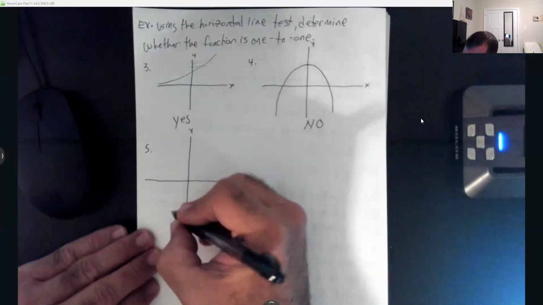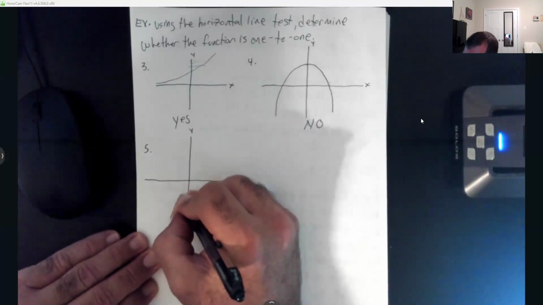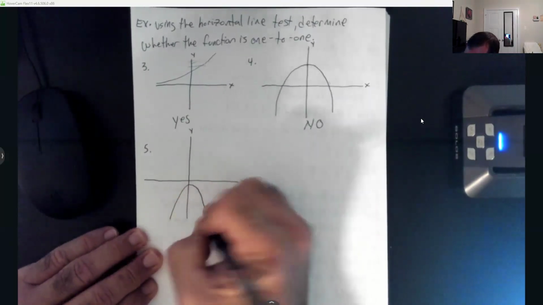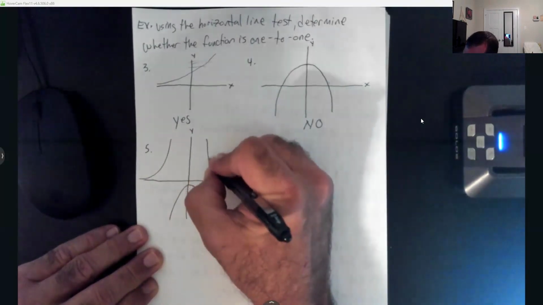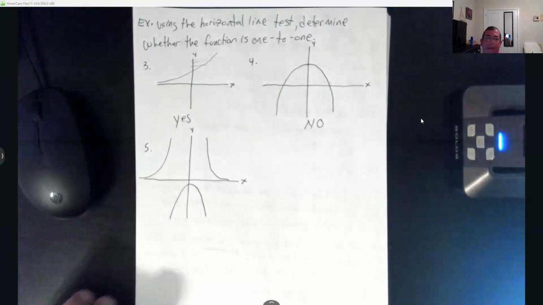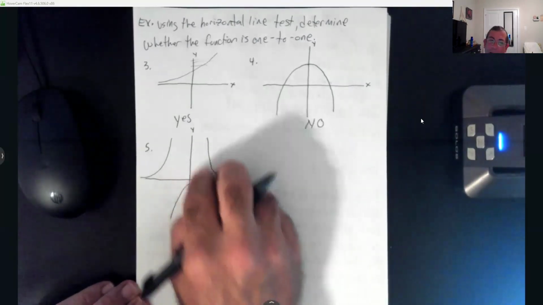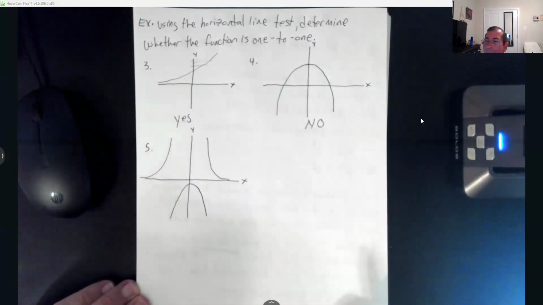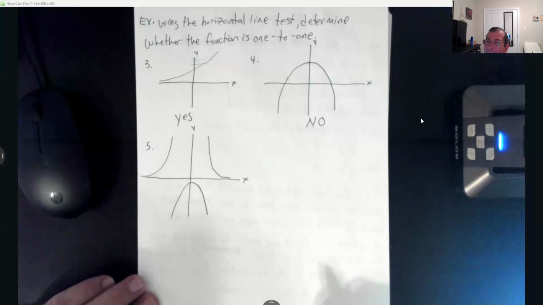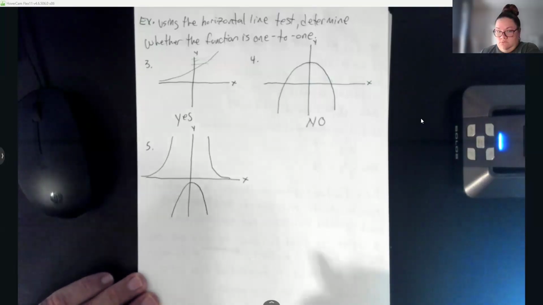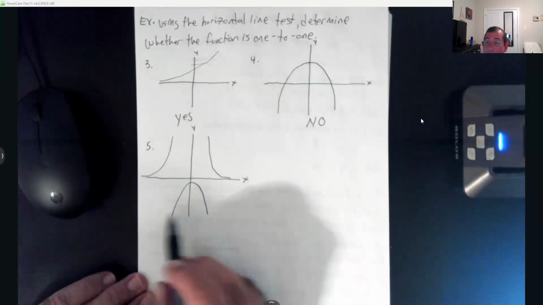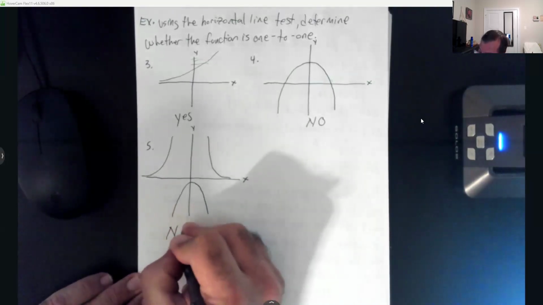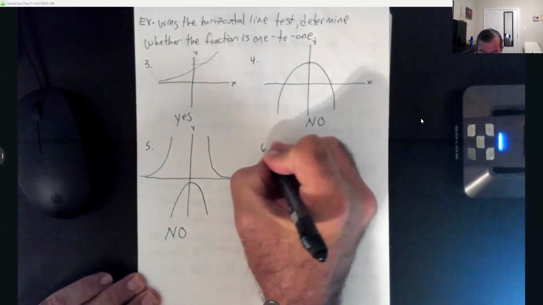All right, so this one's sort of funny looking. It has a part going upside down here, and this side is sort of going up, and this side is sort of going down. We'll look at these graphs later on in life. But is it 1 to 1? No, because horizontal lines are intersecting it twice on top and bottom. So good job, that'd be a no.